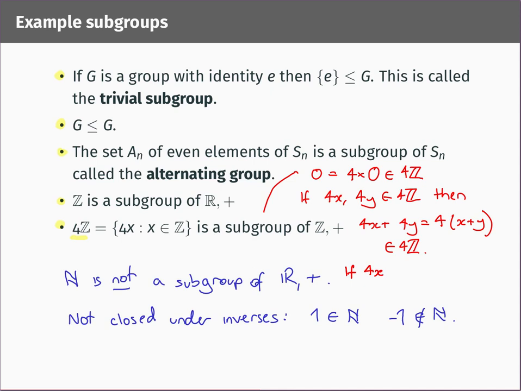So we take an element 4 times x in 4Z, where x is an integer, then its inverse is minus 4x, and we could rewrite that as 4 times minus x. Now x is an integer, so minus x is an integer, so this is 4 times an integer, so it belongs to 4Z. 4Z contains 0, it's closed under addition, and it's closed under taking inverses, so it is a subgroup.